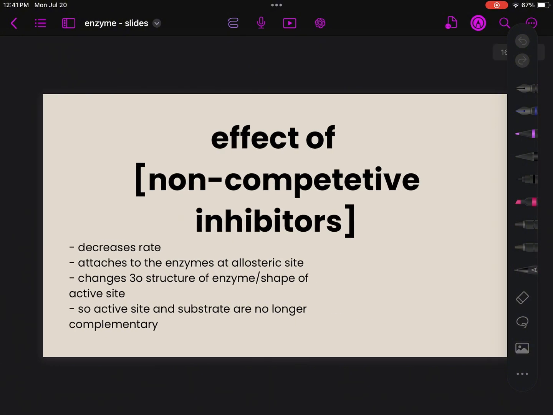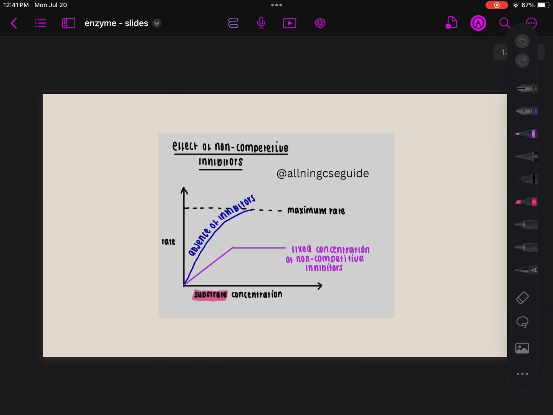Moving on to the effect of non-competitive inhibitors, this decreases the rate as it's able to attach to the enzyme at the allosteric site, which we mentioned before is a site on the enzyme other than the active site. And this changes the tertiary structure of the enzyme / the shape of the active site itself. So the active site and substrate are no longer complementary. And as you can see, another really pretty graph, if I might say.